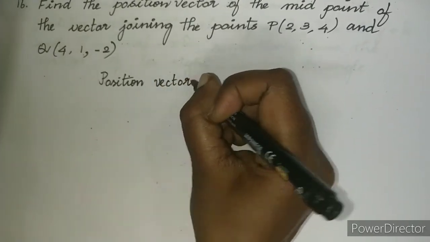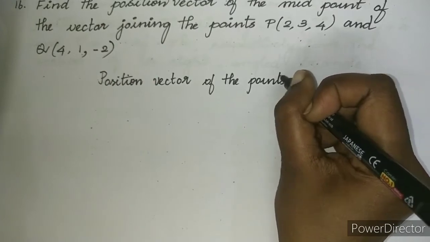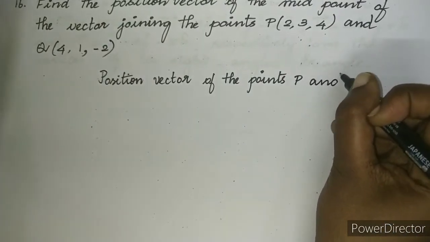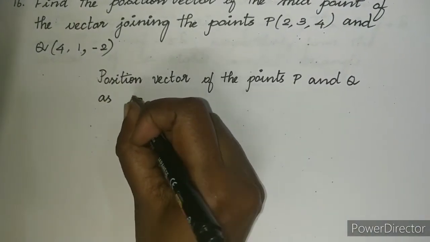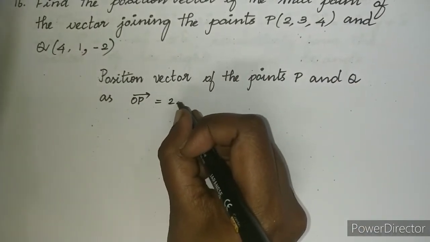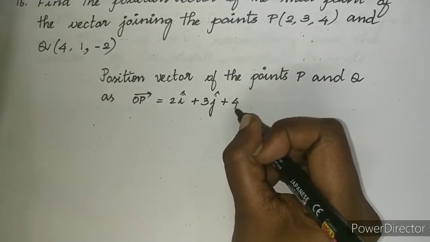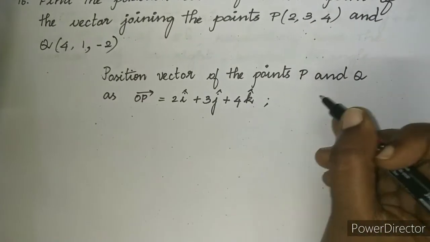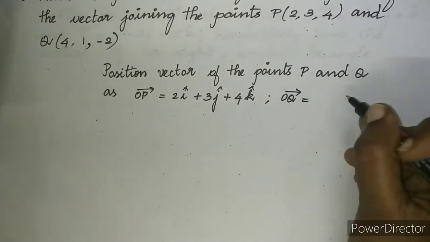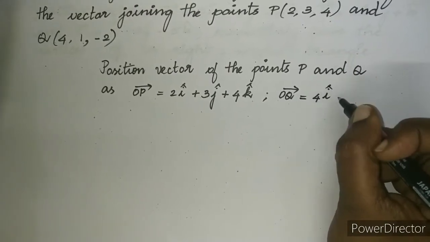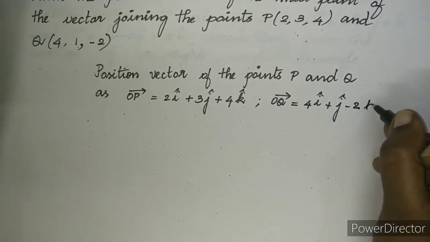Vector of the points P and Q. The position vector of the point P is OP vector, which is 2 i cap plus 3 j cap plus 4 k cap, and the position vector of the point Q is OQ vector, which is 4 i cap plus 1 j cap minus 2 k cap.